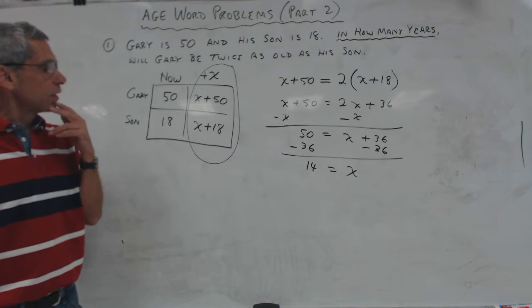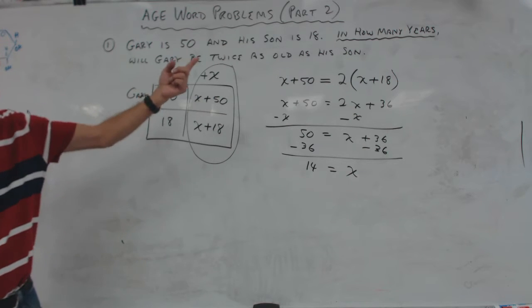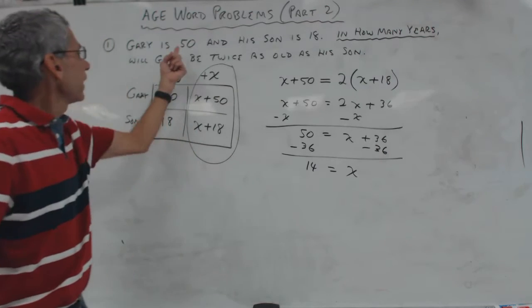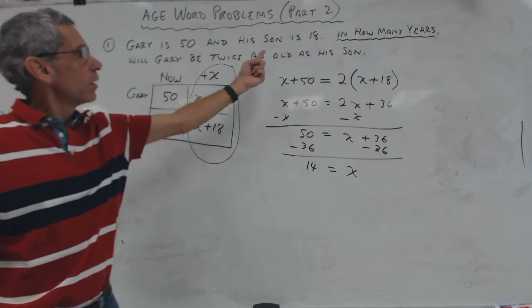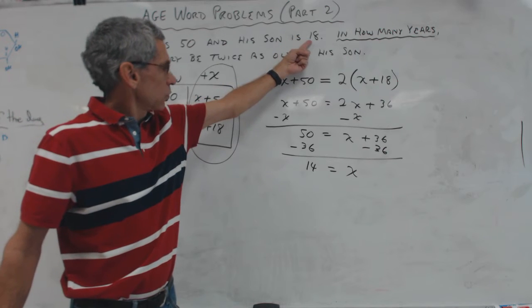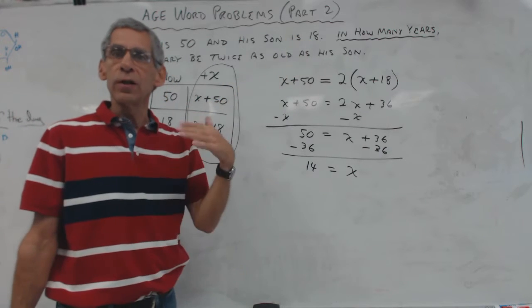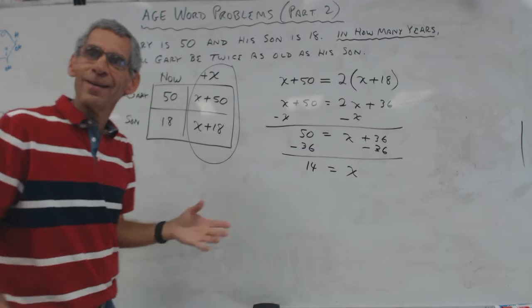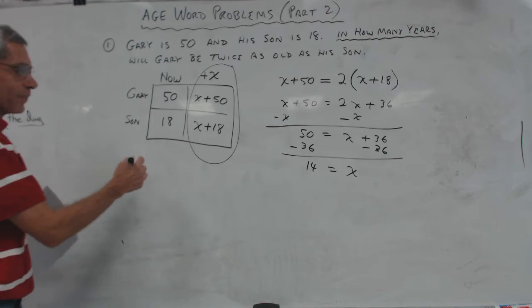So let's make sure. Well, 14 in how many years? When I am 64, your son will be 32. Jamie will be 32. 32 plus 32 is 64. Look at that. That's crazy.